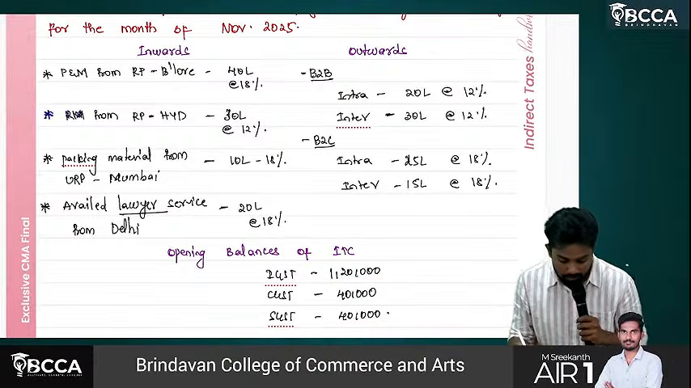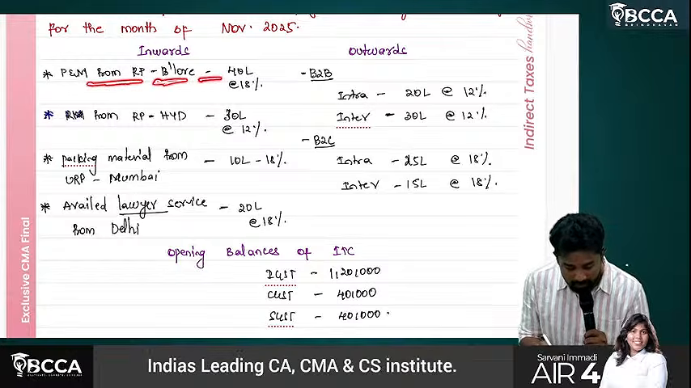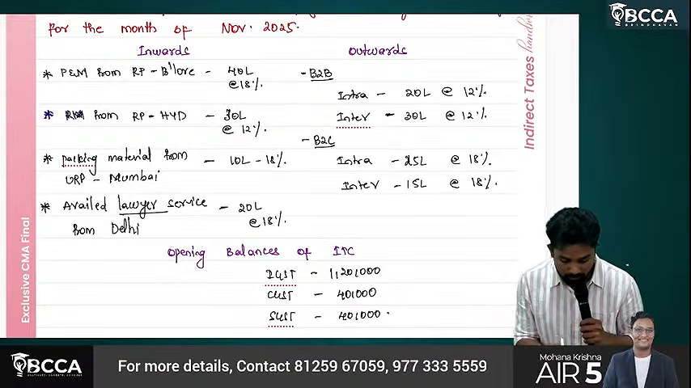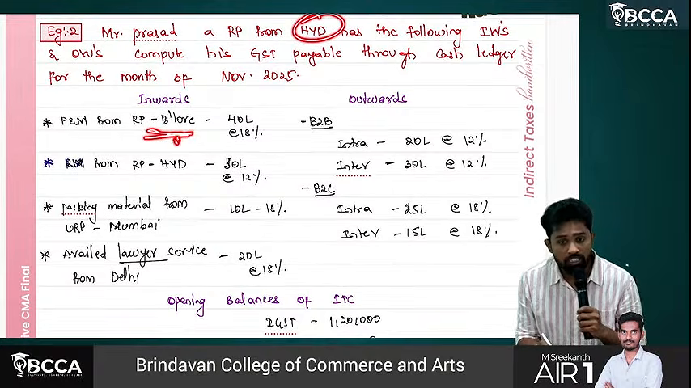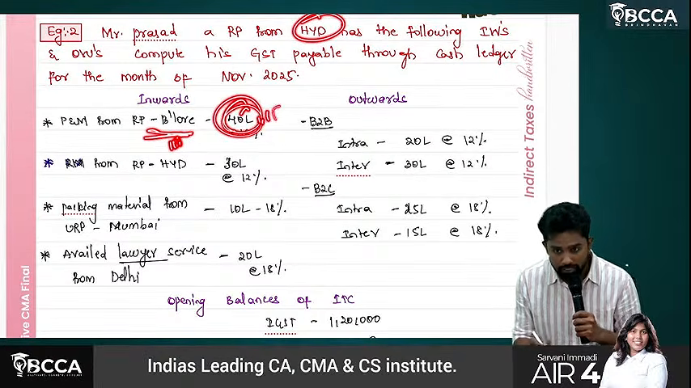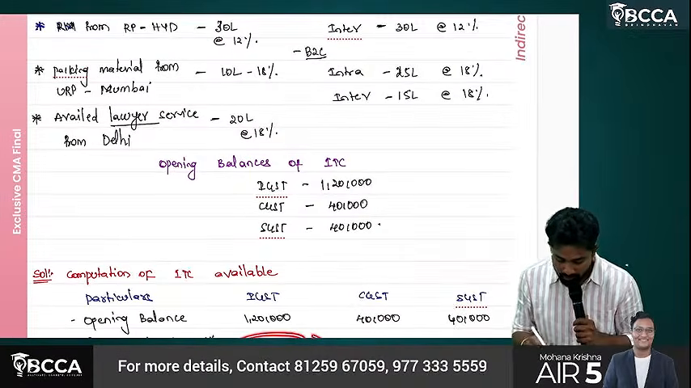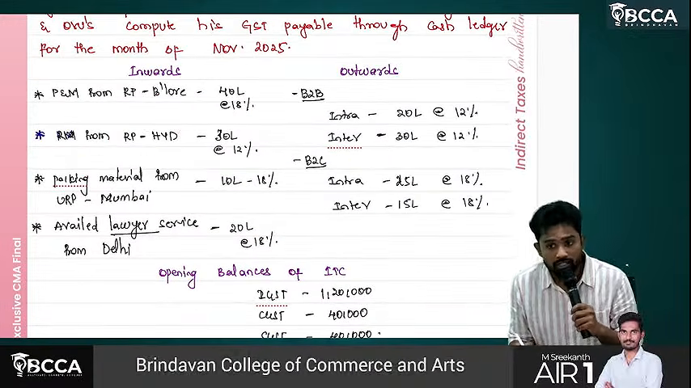Then on inwards. What are the inwards, sir? First one. Plant and machinery from a registered person in Bangalore. Sir, he is from where? Hyderabad. But he purchased from where? Bangalore. So which credit? IGST credit. So 40 lakhs into 18%. How much, sir? 7,20,000.